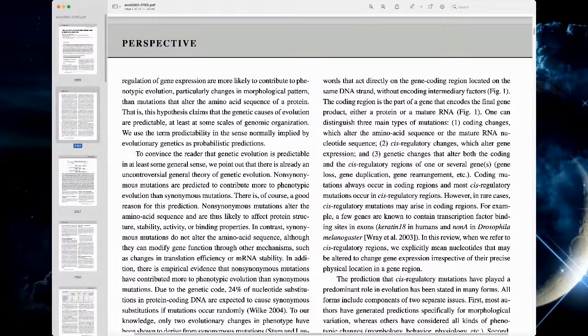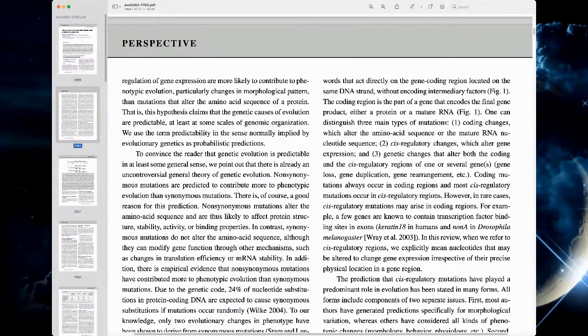Genetic evolution is predictable in at least some general sense. We point out that there's already an uncontroversial general theory of genetic evolution. Non-synonymous mutations are predicted to contribute more to phenotypic evolution than synonymous. Yes, I would go along with that. Unless, of course, we're dealing with those enhancers. And then non-synonymous and synonymous don't make sense for those.